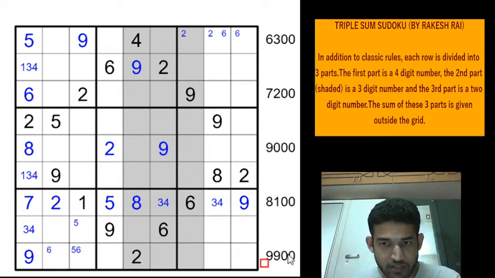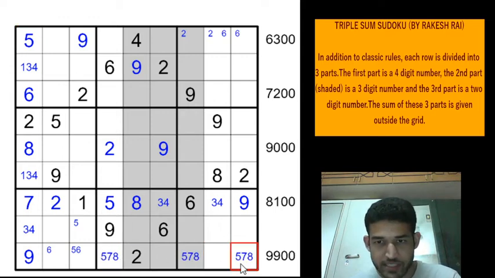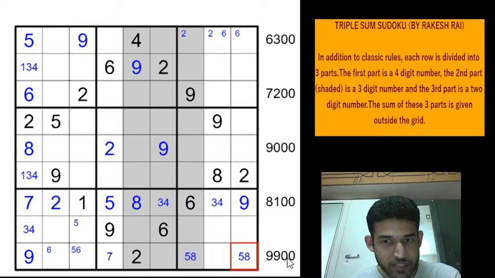Let's look at this 9900 clue. Now as I said earlier, the digits in the units position must add up to 10 or 20. Can they add up to 20 without the 9? Yes, there is only one possibility. Let's just mark them. So 578, 578 and 578. This is the only possibility to add up to 20 without the 9. But you have a 5 and 8 here, so this is going to be 7, and this will be 5, 8 and 5, 8.